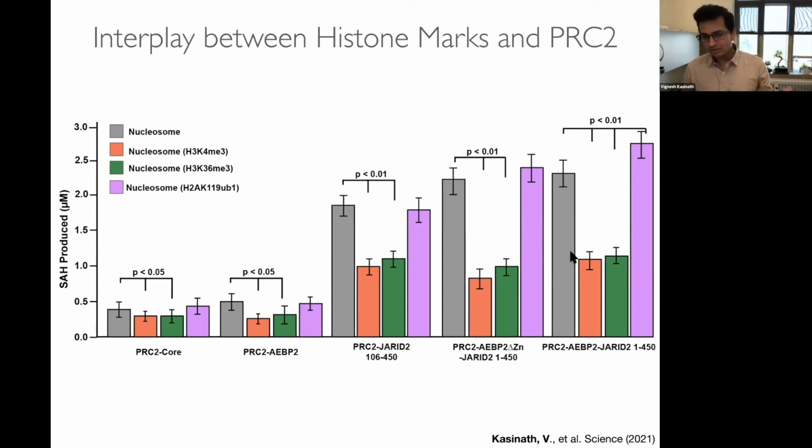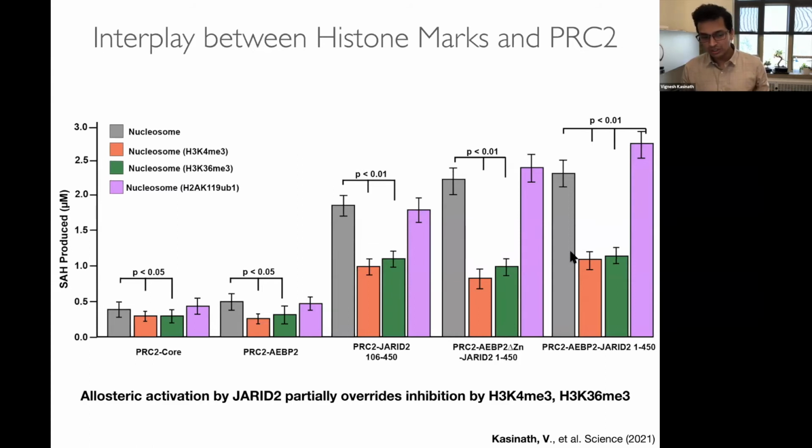So overall, the main conclusion for us from this was that the allosteric activation by JARED2 is able to partially overcome H3K4 and K36 mediated inhibition, as well as the fact that there's a modest increase in activity in the presence of H2AK119Ub, which primarily plays a recruitment role. So we asked ourselves, okay, now that we see this partial activity, what could be the mechanism of this partial activity, and why is there still inhibition in the presence of K4 and K36 trimethylation?